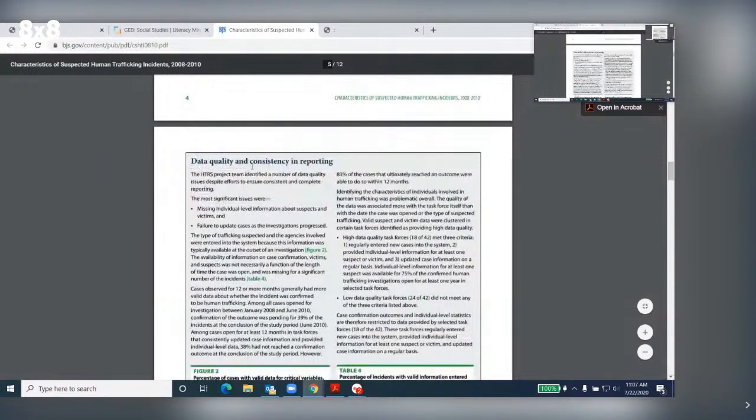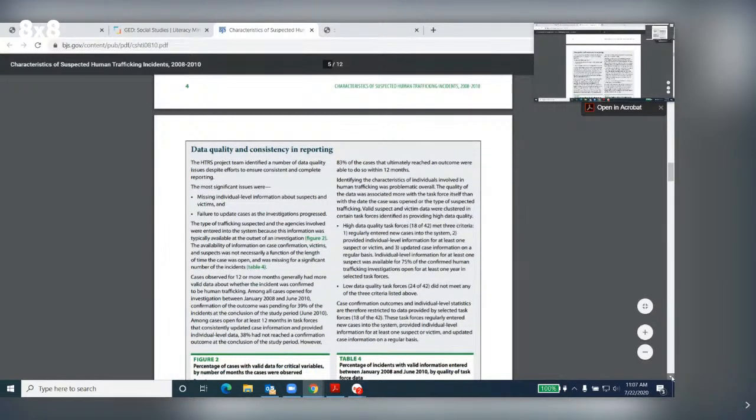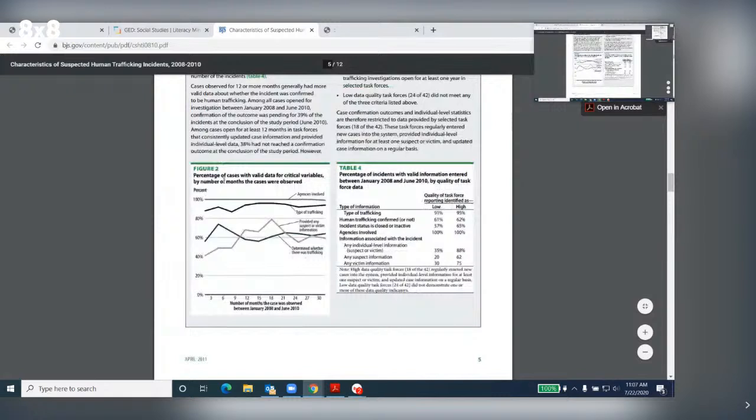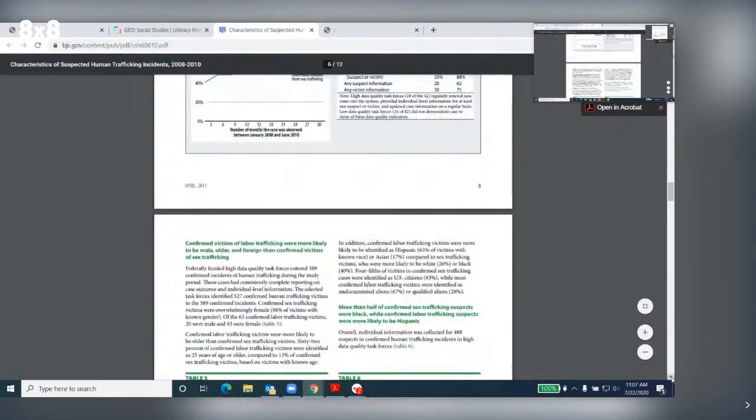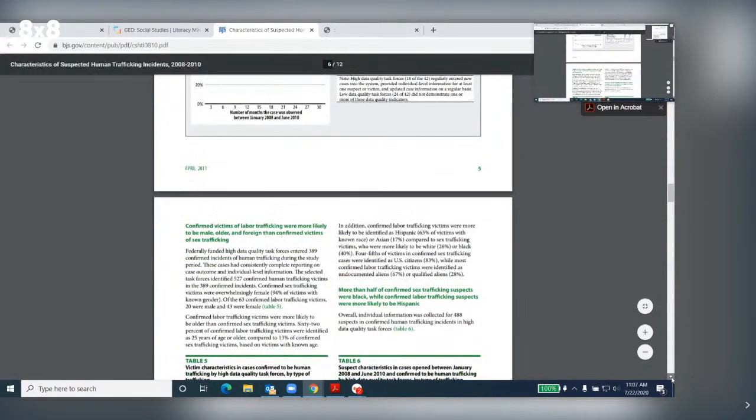And this talks about the data quality that they use for reporting these. Like any study, it gives you how they did it. And this is another graph. It says percentage of cases with valid data. And this is the percentage of incidents with valid information entered, by the quality of the task force. So those are just two more charts to back up their data. Because in the questions, it's going to ask you to pull a statistic. So that's why they have all these charts in there. You're going to be pulling statistics out of it.